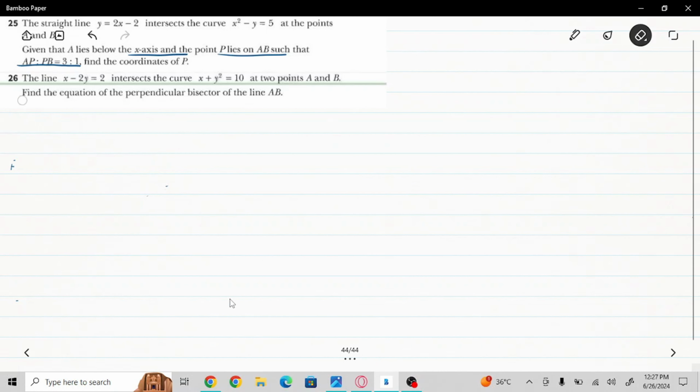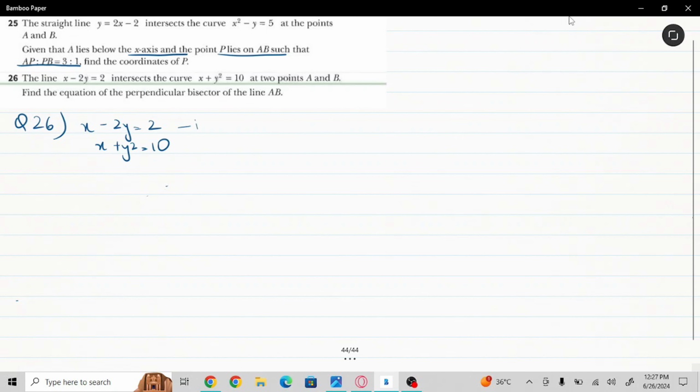So we are done with question number 25. What we do now is question number 26. This is going to be the last question. For question 26, we have x minus 2y is equal to 2. And this line intersects the curve x plus y squared is equal to 10. Again, equation 1 and equation 2.